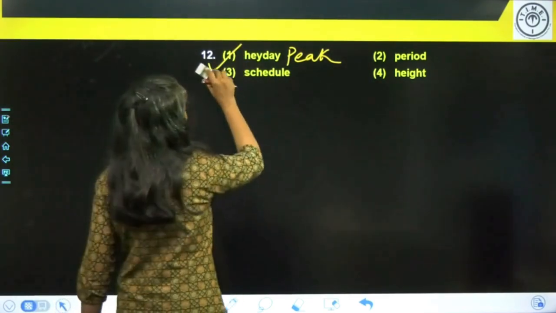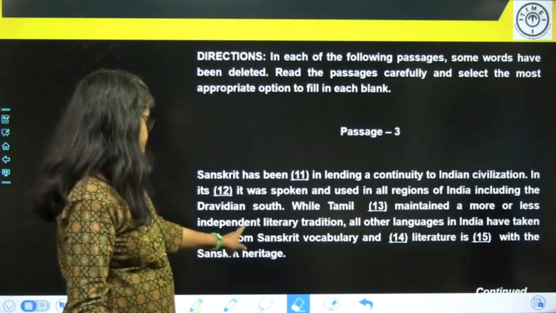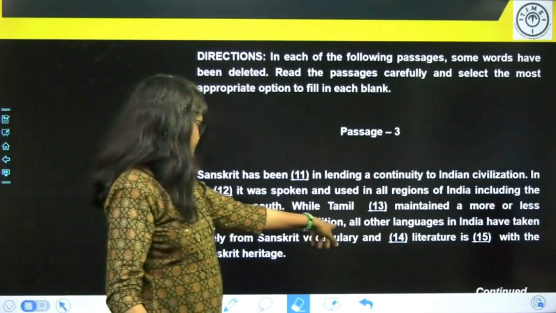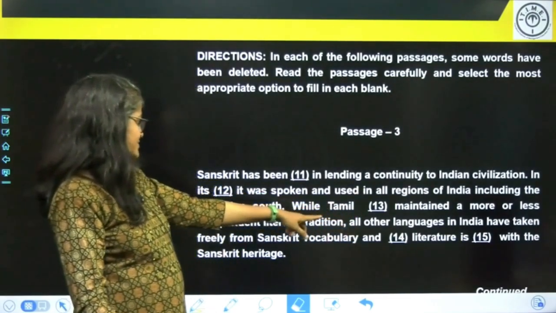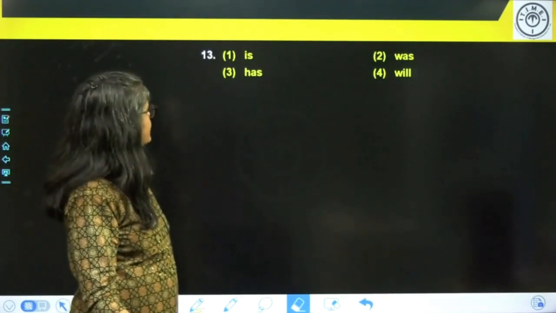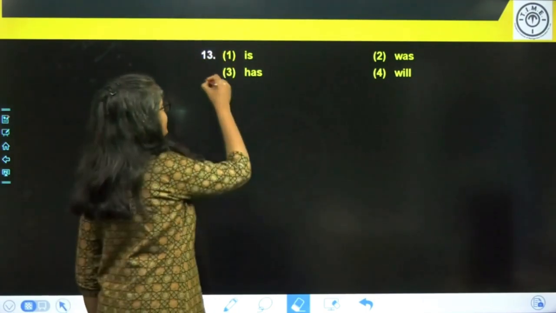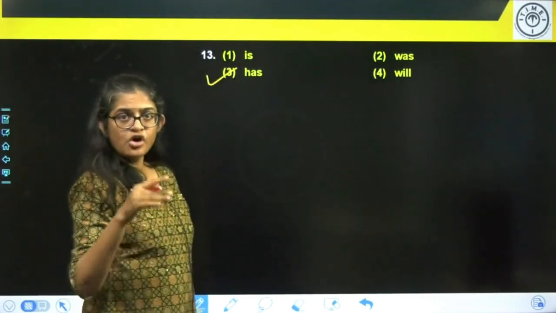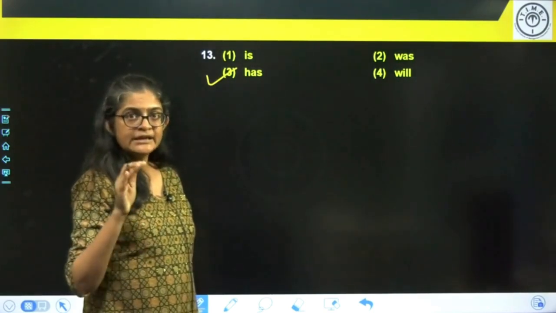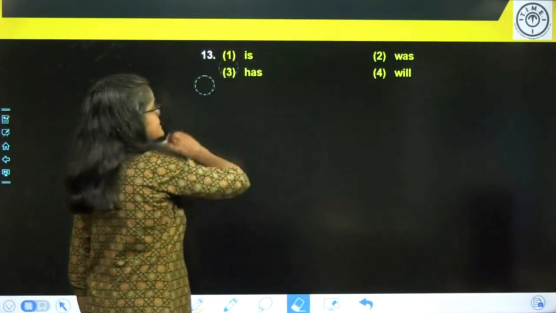Now let us look at the 13th blank. While Tamil dash maintained a more or less independent literary tradition, all other languages in India have taken freely from. So, Tamil has, is it? Okay. Tamil has, because it is in the present perfect tense and Tamil is singular. All other languages have is the next part, which is present perfect tense in the plural form. Right? Okay. So, that is the answer.